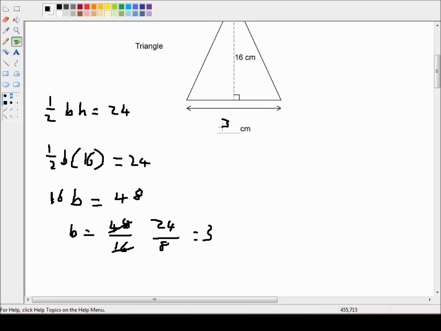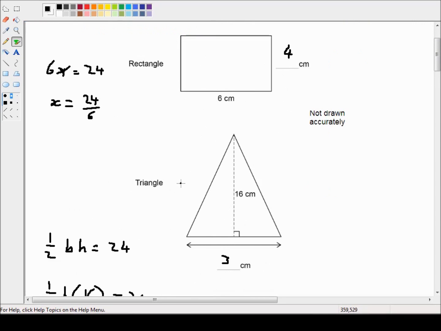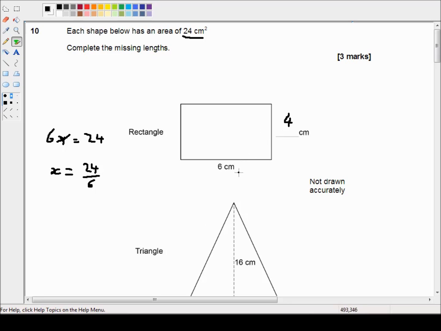Although, of course, you could have just used a calculator and said 48 divided by 16. Of course, you didn't have to use an algebraic method to solve it. You could have just used a bit of intuition and said, well, 6 times something is equal to 24, so that something has to be 4, because 6 times 4 is 24, which I know from my times tables.